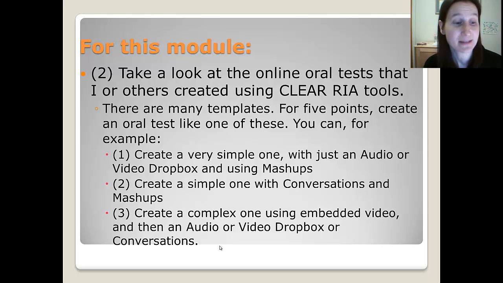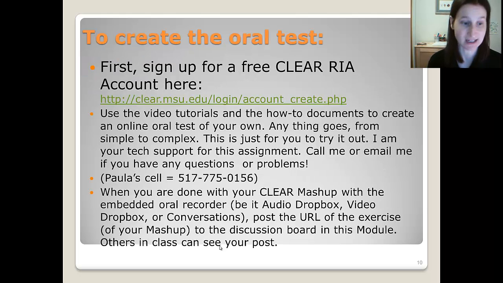You can, for example, create a very simple oral assessment that's online with just an audio or video Dropbox and using mashups to embed the audio or video. Or you can create a simple one with conversations and mashups, or create a more complex one using embedded video and then an audio or video Dropbox or conversations. That's totally up to you.